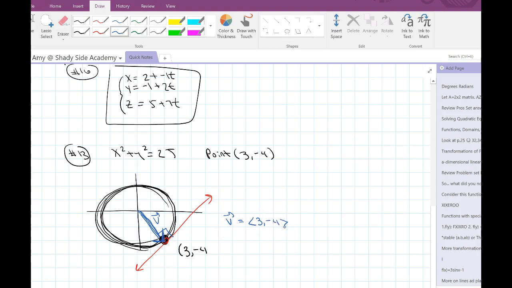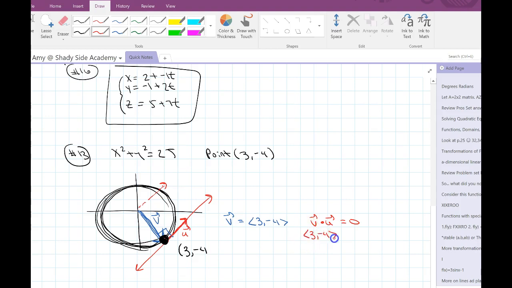And I know that if I want this red line to be perpendicular to vector v, let's say there is a vector, I'll call this vector u, whose direction is the same as the line, okay? And vector u would be right there. I know that v dot u needs to equal 0 because they are perpendicular.